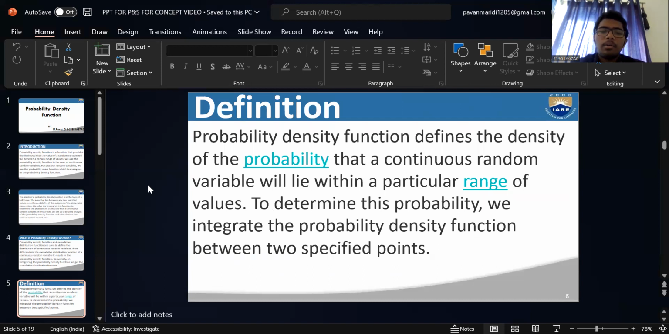Definition. Probability density function defines the density of the probability that a continuous random variable will lie within a particular range of values. To determine its probability, we integrate the probability density function between two specified points.